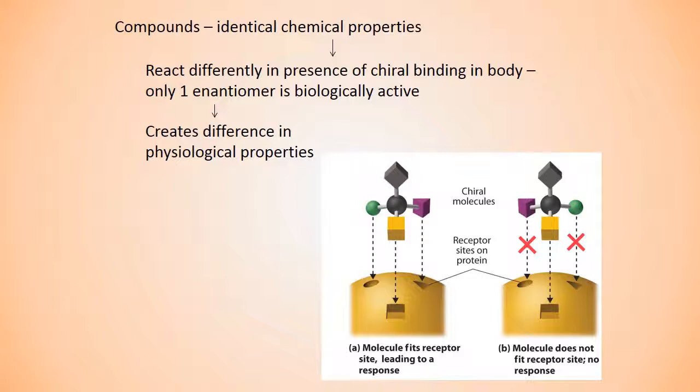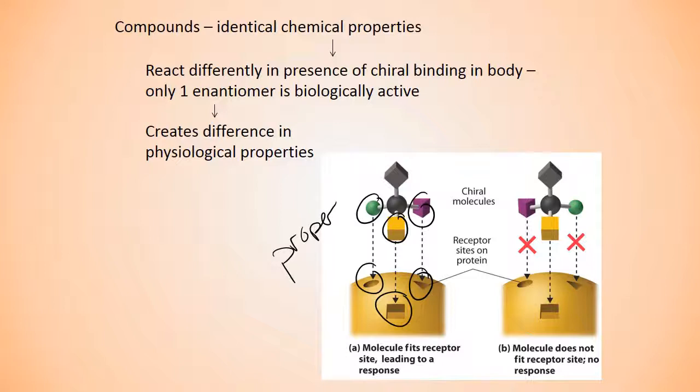However, one reacts differently in the presence of chiral binding sites in the body. So only one of the enantiomers is biologically active, and that is going to create the difference in the physiological effects. So if you look at this picture here, again, we have a carbon in the center and it has 4 different groups. And if you look at the molecule it's trying to fit into, the square molecule is going to fit into the square peg, the circle into the circle, the triangle into the triangle. So this drug is going to have the proper orientation.